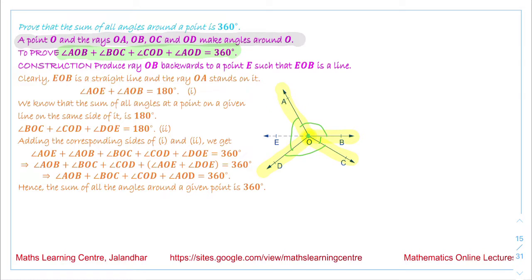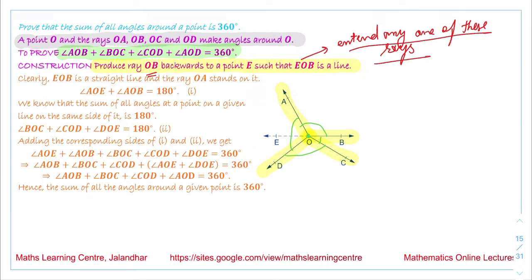So what we are going to construct is, this is the construction part over here. We produce the ray OB backwards to a point E such that EOB is a line. It is not necessary that you extend this OB, you can extend any one of these rays. It is not necessary that we will extend OB. You can extend A also. If suppose I am extending A, I will get it like this, E will be over here.